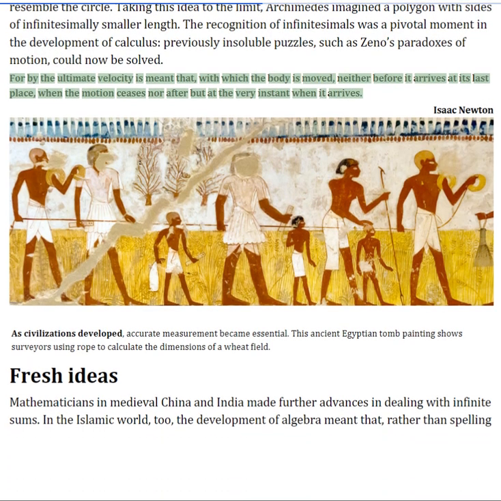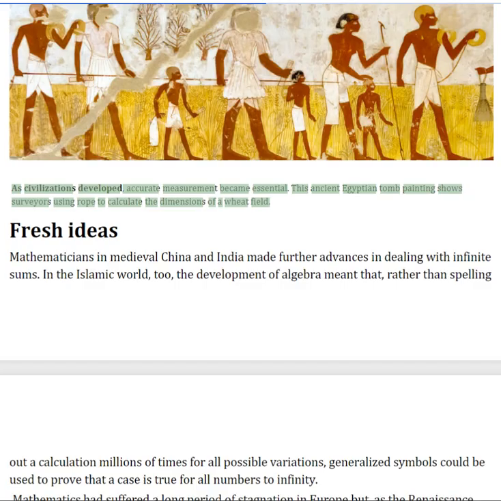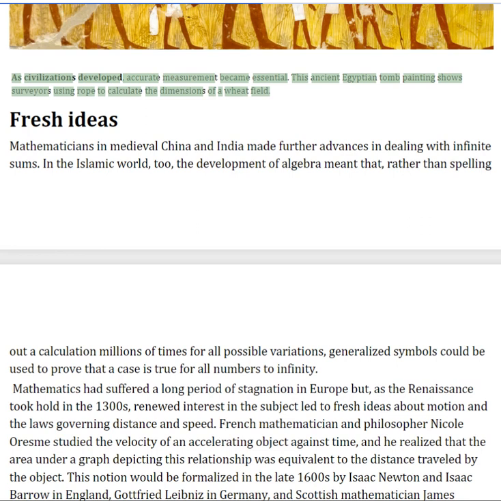For by the ultimate velocity is meant that with which the body is moved, neither before it arrives at its last place, when the motion ceases, nor after, but at the very instant when it arrives. Isaac Newton. As civilizations developed, accurate measurement became essential. This ancient Egyptian tomb painting shows surveyors using rope to calculate the dimensions of a wheat field.